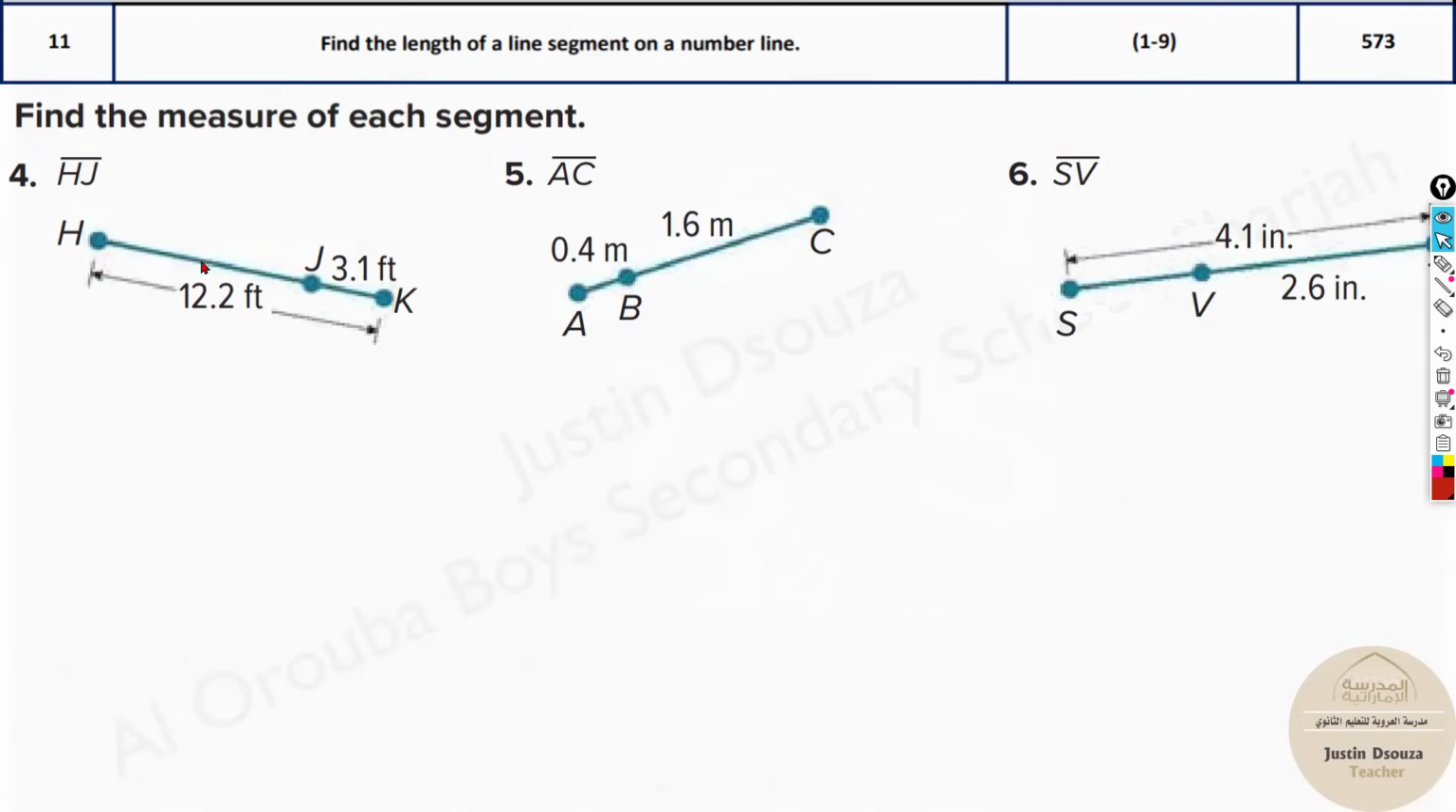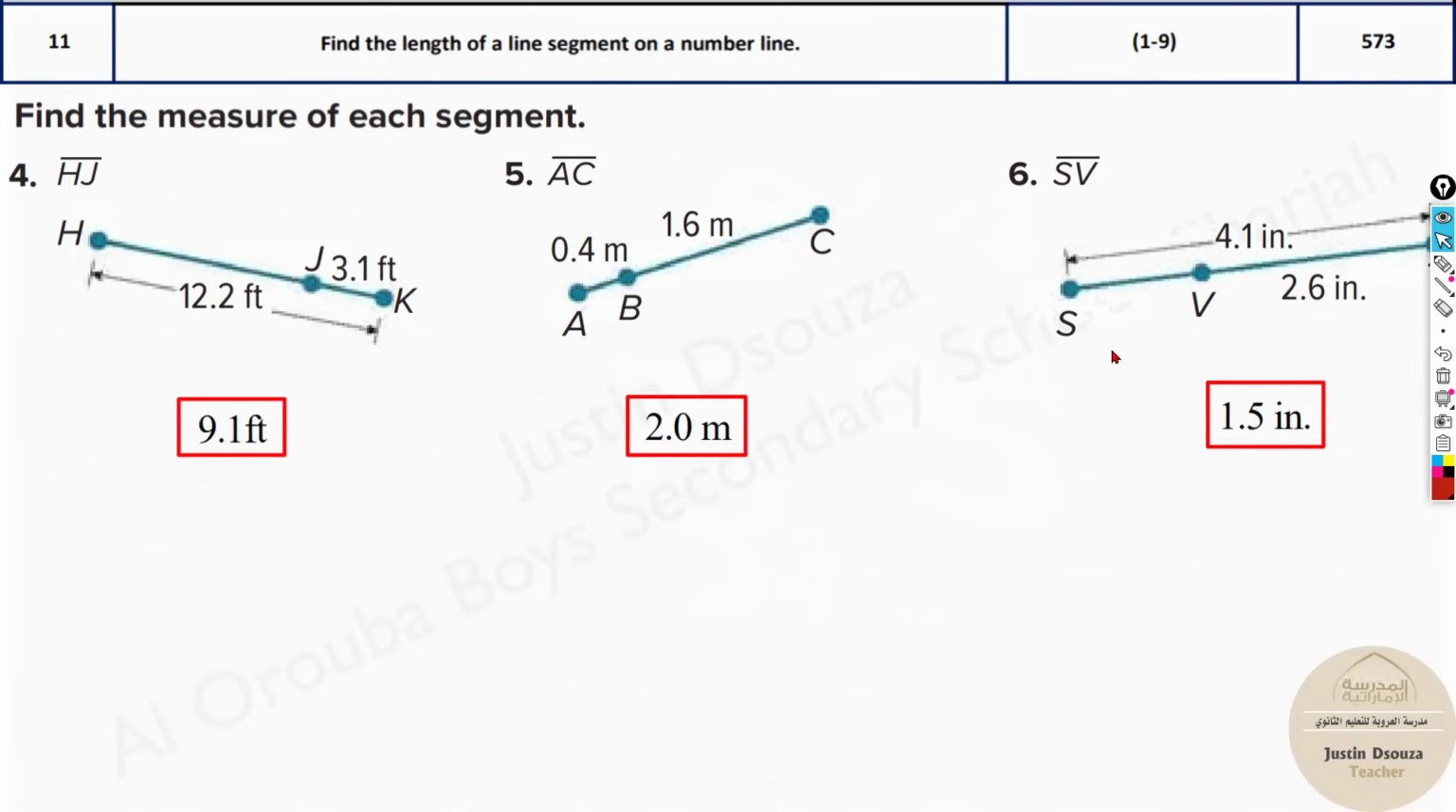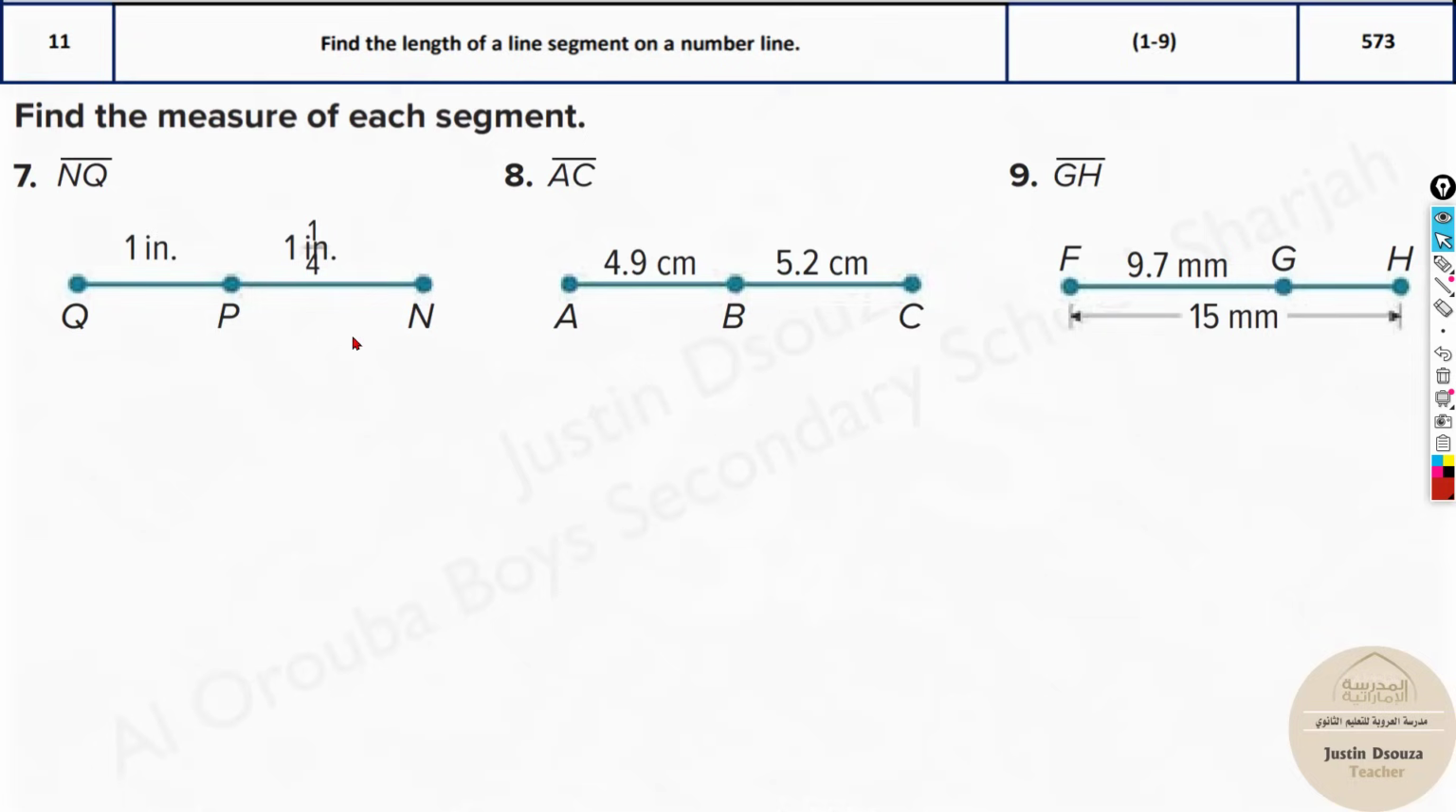And same thing over here. You need to find HJ. So the total minus this, 12.2 minus 3.1, would be the answer. About AC, it will be adding them up. It will be total 2: 1.6 plus 0.4 is 2. SV would be 4.1 minus 2.6. That would give us SV. Here are the answers. Just use your calculator and solve them.